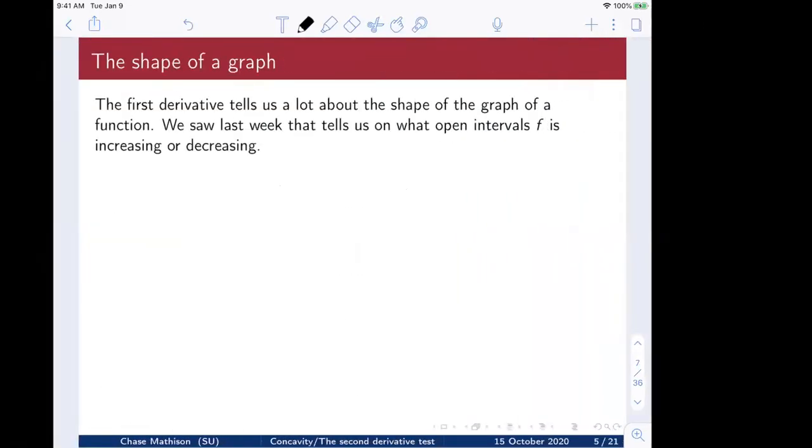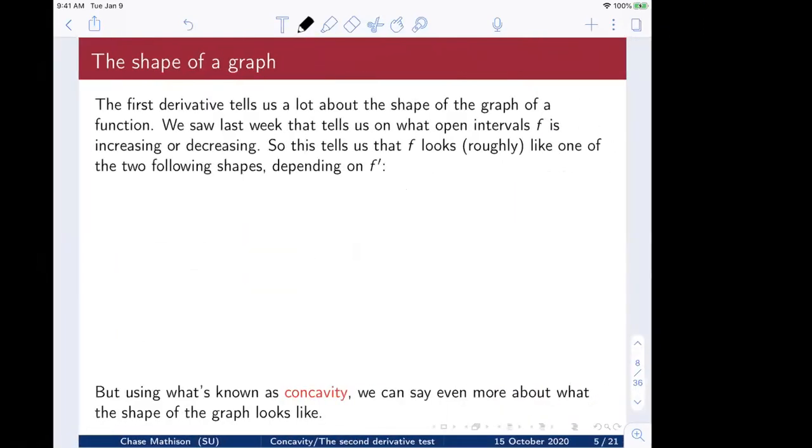All right. So the first derivative tells us roughly what shape f has, right? We saw last week that if the first derivative is positive, f prime of x is bigger than 0, then f roughly has an increasing shape. It roughly looks like that. It might be doing some other stuff. It could be doing something like this, or something like this, but it has to be increasing, right?